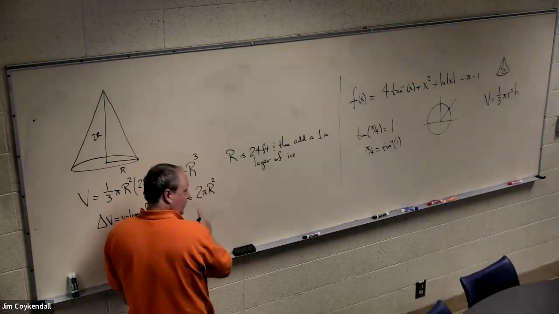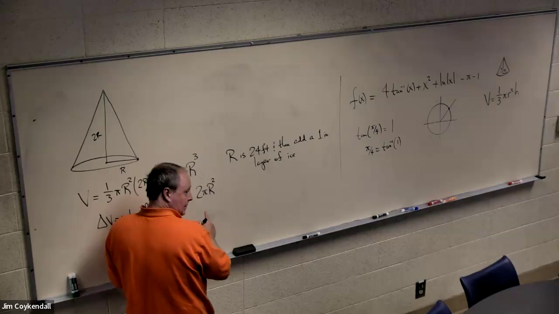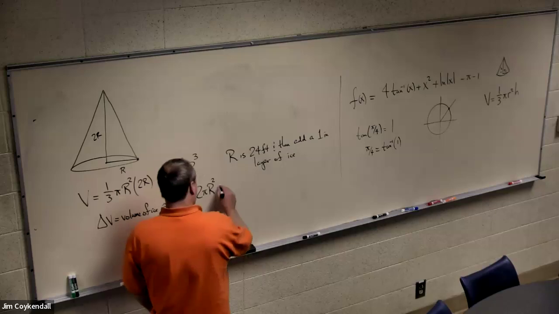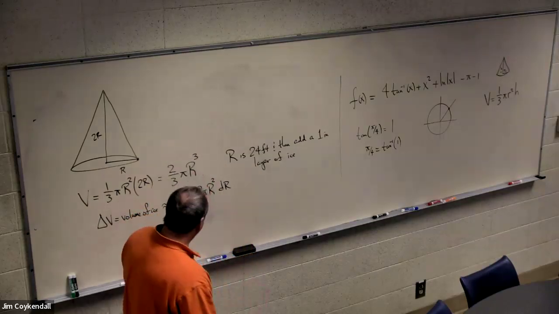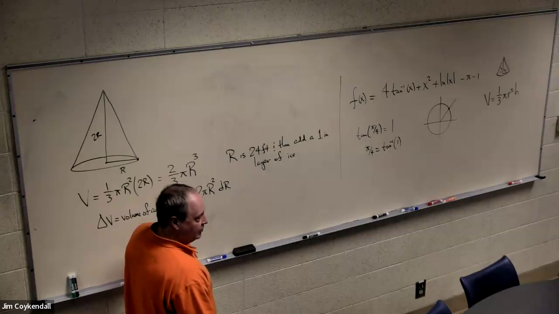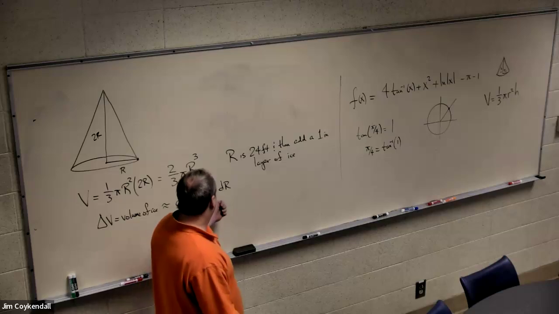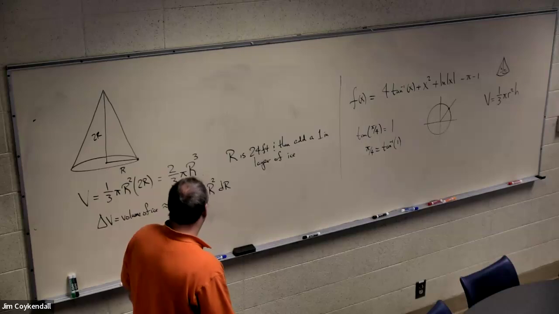This is dV, so don't forget what else we need. Not plus, times dr. By the way, your units should match up. This is a good gut check. Your change in volume should be cubic feet or whatever. This is square feet, and then another foot, so that's cubic feet, so that matches up.